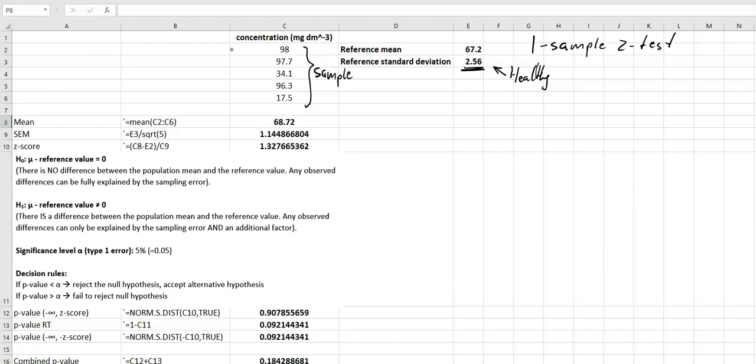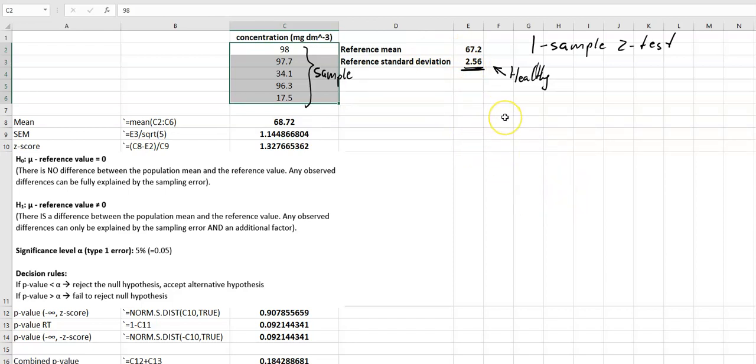So what we do in the first place is we calculate the mean of our sample. And here's the equation and the built-in formula for Excel. We just simply put in equals mean, and then we highlight the cells C2 to C6, and we get the mean. So the mean of this sample would be 68.72. And the reference mean is 67.2 milligram per cubic decimeter.